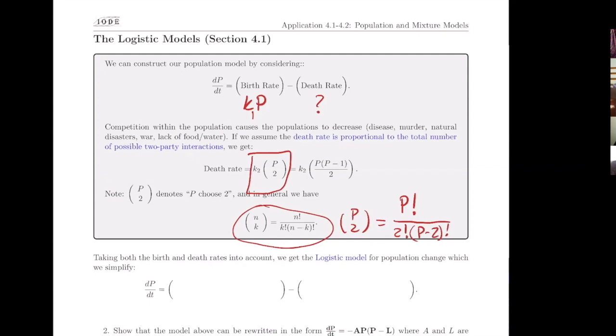And are you all familiar with that factorial notation? So that means like P times P minus 1 times P minus 2, etc. So we can get this cancellation of P factorial divided by P minus 2 factorial would just give us P times P minus 1. And on the bottom, we have 2. So that's where this part of the formula comes from.